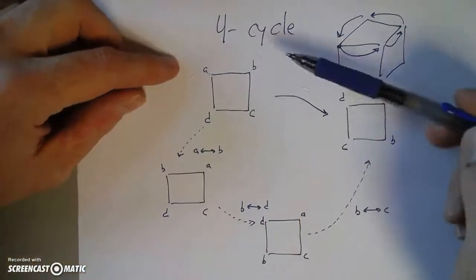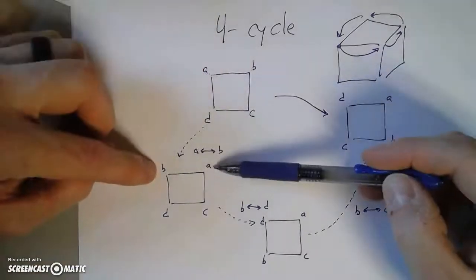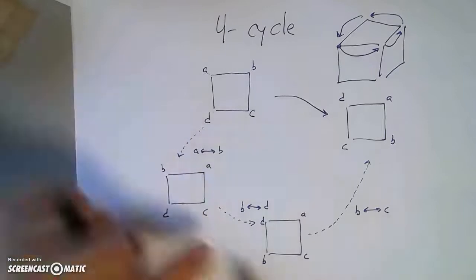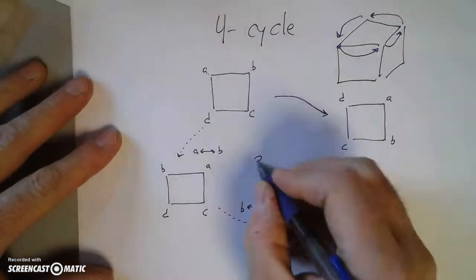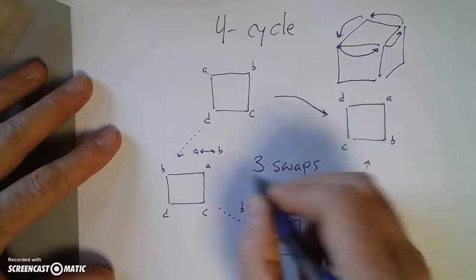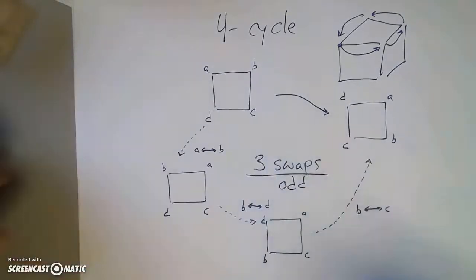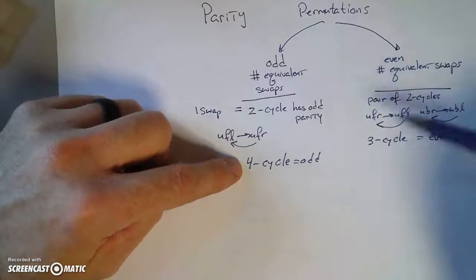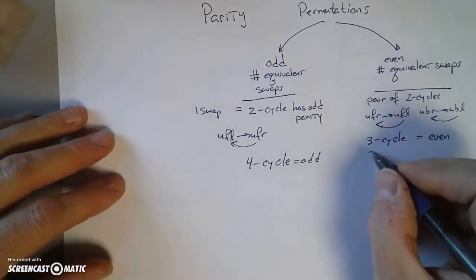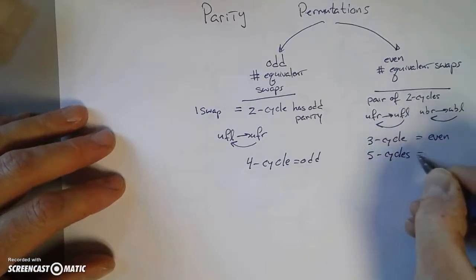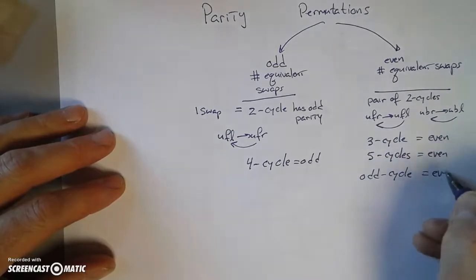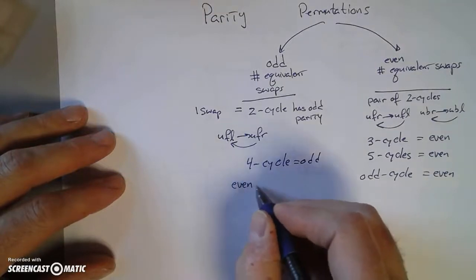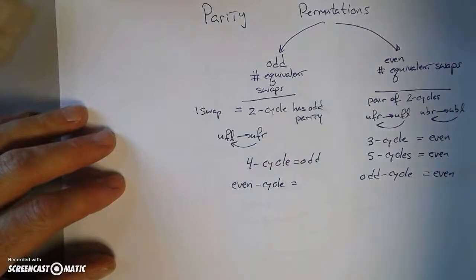So I start, if I swap these 2, that's what's changed. If I swap these 2, that's what's changed. If I swap these 2, now I'm at the original 4 cycle. So that was 3 swaps, and that's odd. So the idea is that 2 cycles and 4 cycles are odd, 3 cycles are even, and in fact so are 5 cycles. This is a little confusing, but an odd cycle is even, and an even cycle is odd.